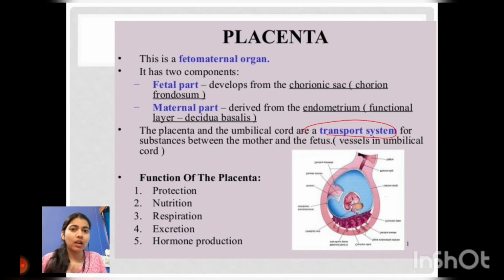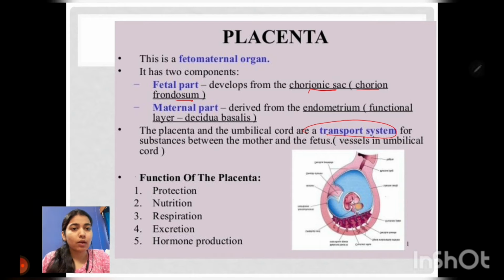This is of feto-maternal origin. So placenta is formed basically of two components, the fetal part and the maternal part. The fetal part is from the chorionic sac, which is the chorion frondosum, and the maternal part is derived from the endometrium, which is the functional layer, decidua basalis. And the placenta and umbilical cord are the transport system for substances between the mother and the fetus, which is basically carried out by the vessels in the umbilical cord.